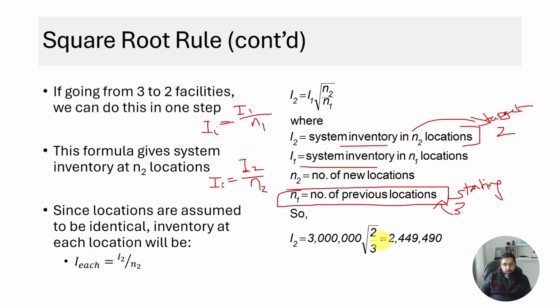So anyway, when you want to go from 3 to 2 locations, N1 will be 3, so we'll put in 3 here, that's our starting location. N2 will be 2, that's our target location. I1 will be 3 million, that's the total inventory we start with. So you put 3 million times the square root of 2 over 3, and you get 2.449 million. Going from 3 to 2 locations will take inventory from 3 million to 2.449 million.